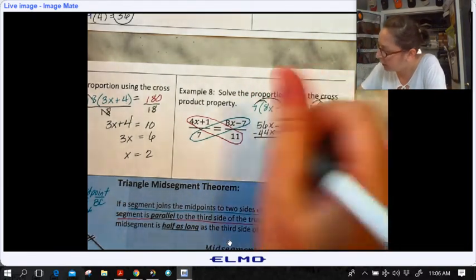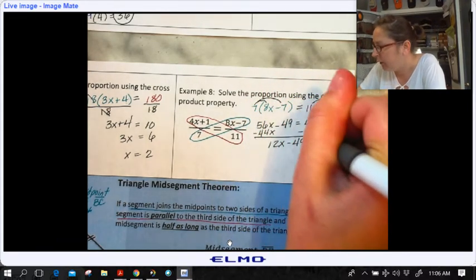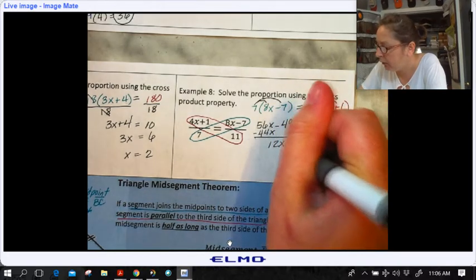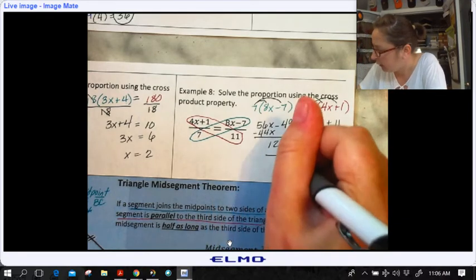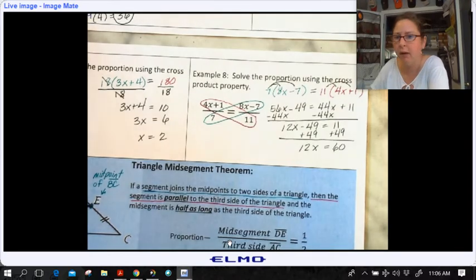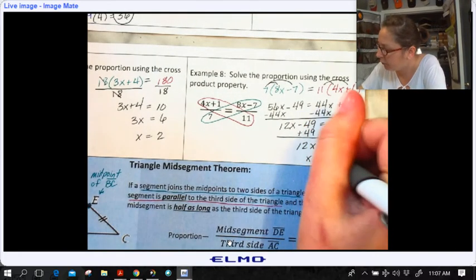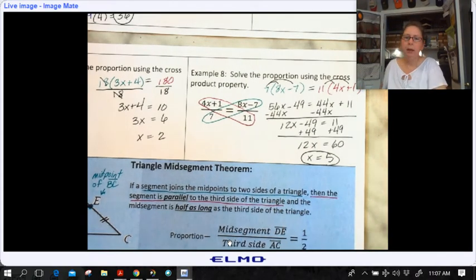And I get 12x minus 49 equals 11. Let's add 49 to both sides. I get 12x equals 60. And of course, 60 divided by 12 is 5. Okay? If you would like to just prove by plugging in that these proportions are indeed equal to one another, it would be really easy to do.